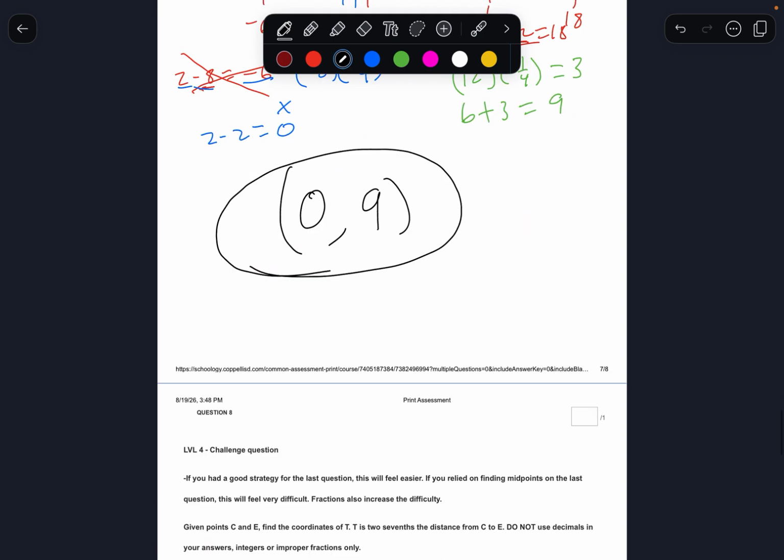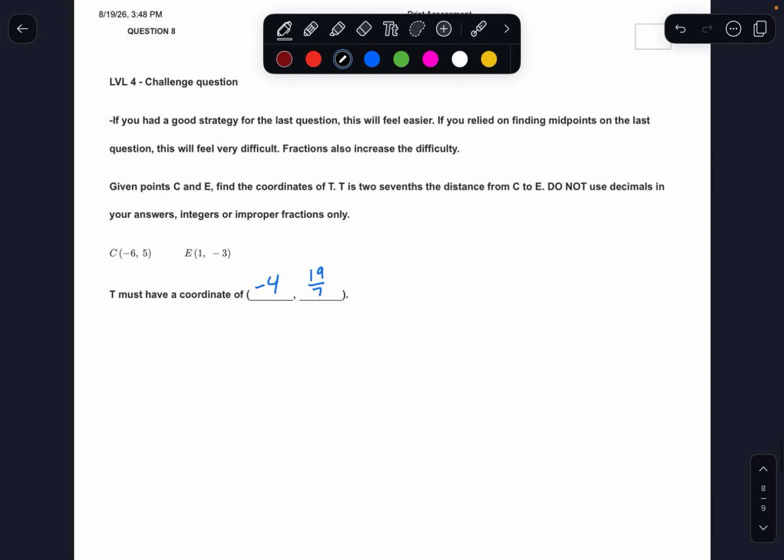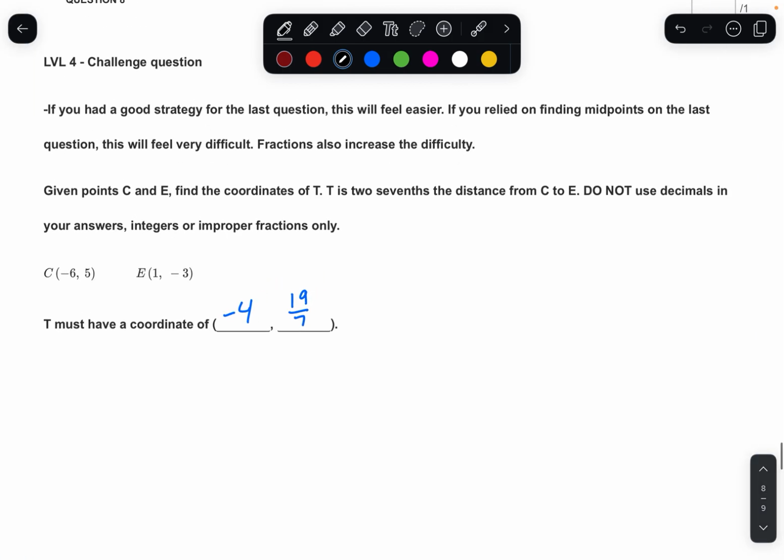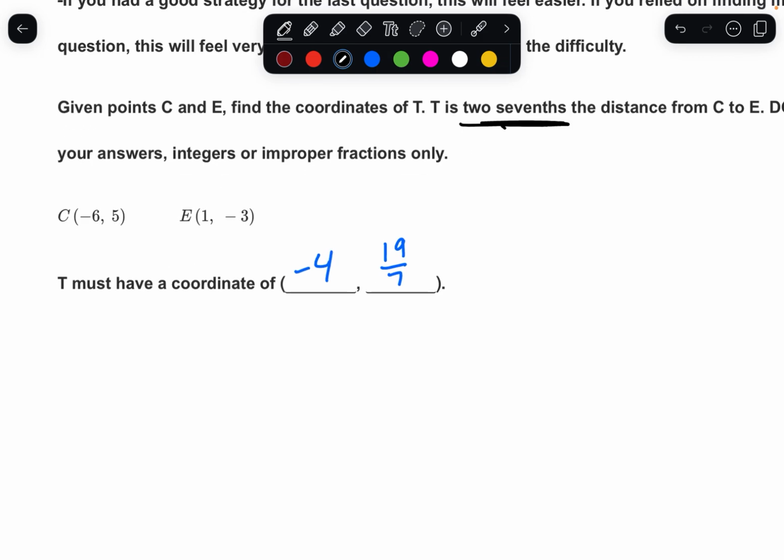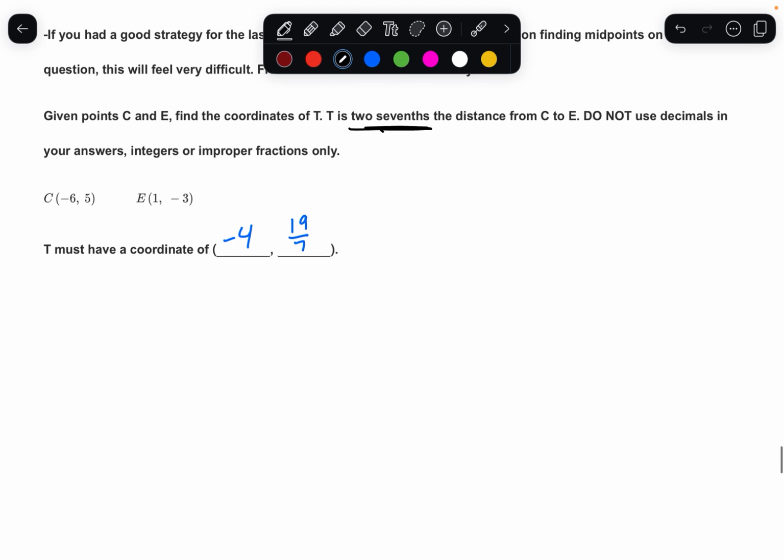Whew! We're going to do one more, and it's even harder. This is a true level 4 version of what we just did. Fractions are in the answer. It's not a quarter. It's not a fourth. It's not an eighth. It's not a multiple of 2. It is 2/7 the distance from C to E. So here we go. I'm going to do this quicker, but it is the same strategy.